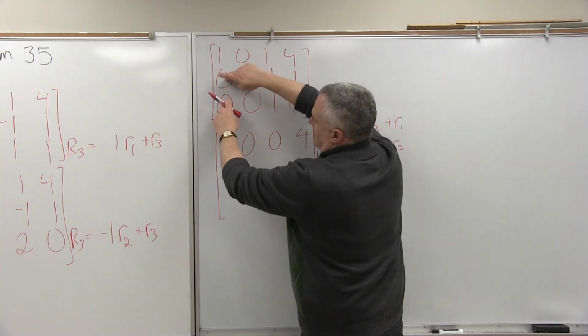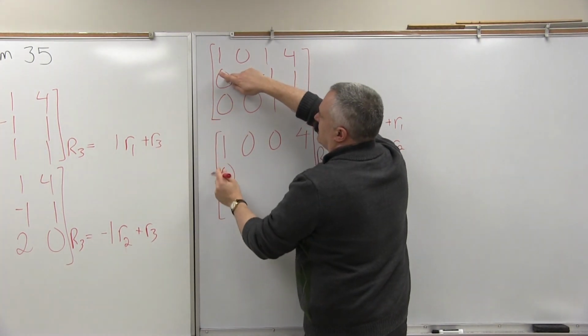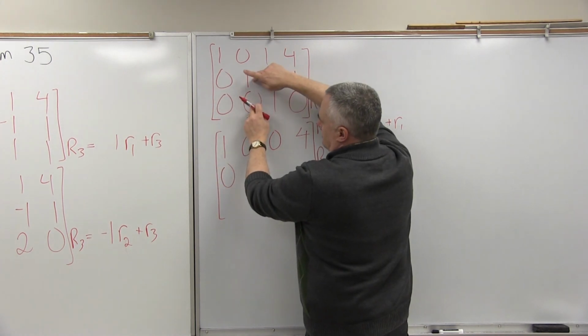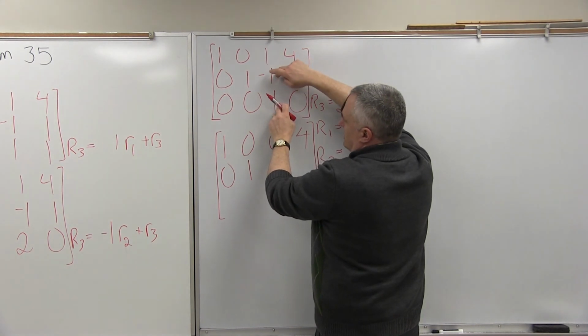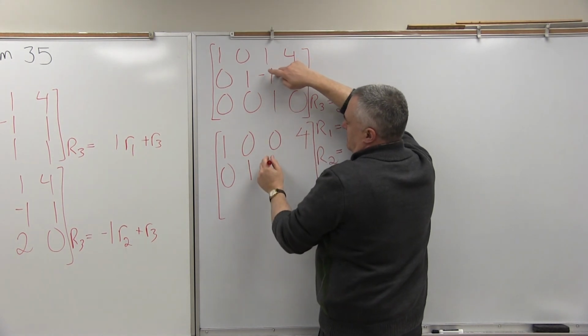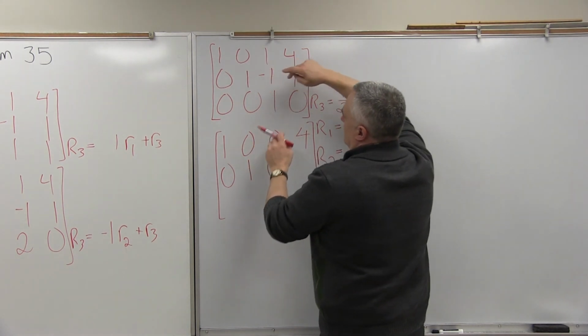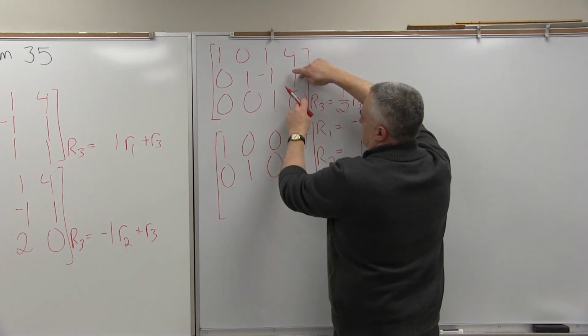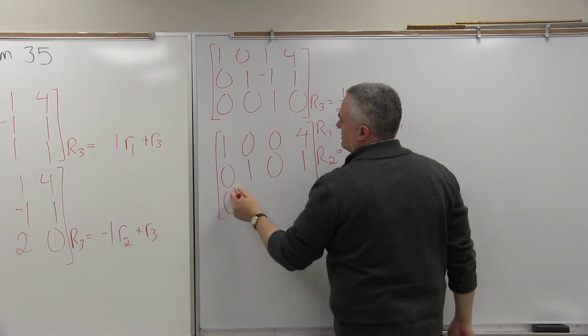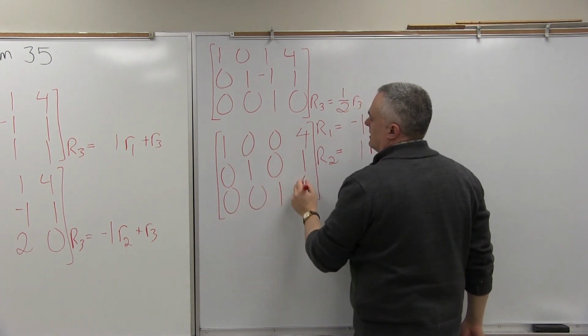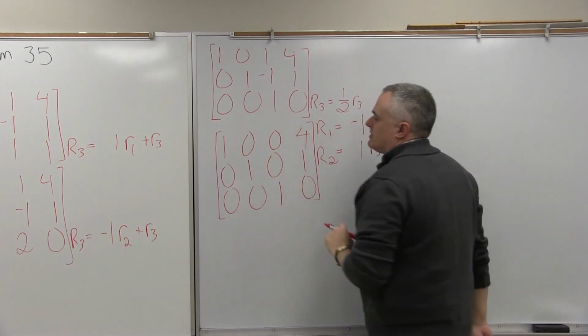First column, 0 plus 0 is 0. Next column, row 3 plus row 2. 0 plus 1 is 1. Next column, row 3 plus row 2. Positive 1, negative 1. Add them together, you get 0. Last column, row 3 plus row 2. 0 plus 1 is 1. Bottom row is good the way it is. 0, 0, 1, 0. And now I have all the ones and zeros where they're supposed to show up.